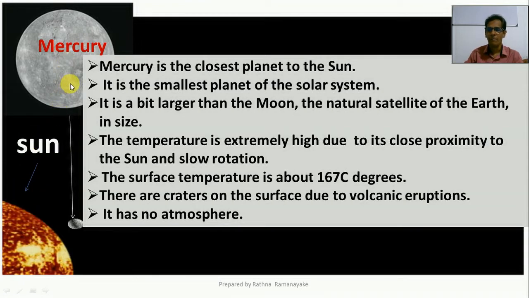Right? Write 3 special features of Mercury. Mercury is the closest planet to the Sun. Right? Surface temperature is about 167 Celsius degrees. It has no atmosphere. Right?